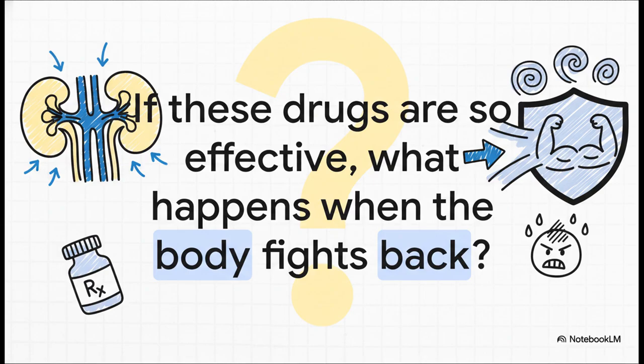So we have these incredibly powerful drugs that can force the body to shed so much fluid, but our bodies are smart. They don't just give up control that easily. Which leads to a crucial question for you all to think about. What happens when the body starts to fight back? That is a topic for another time.